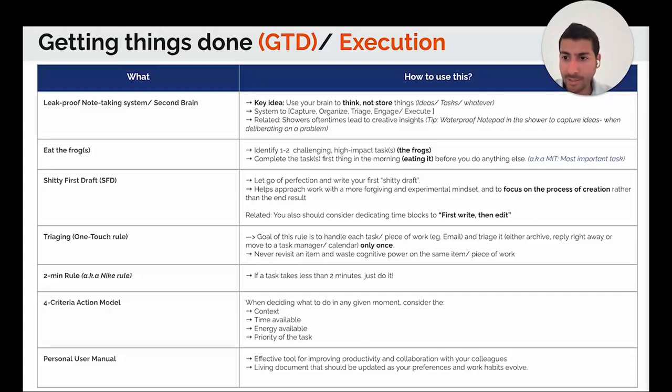Next up, you have triaging, or the one-touch rule, right? And the goal of the rule is simple. You basically want to handle each task or piece of work coming your way only once. And ideally, you would do it in a way where it gets funneled into your note-taking system, or you deal with it right then and there, right? But you don't want to be looking at it again and again, because then you're just wasting cognitive bandwidth there.